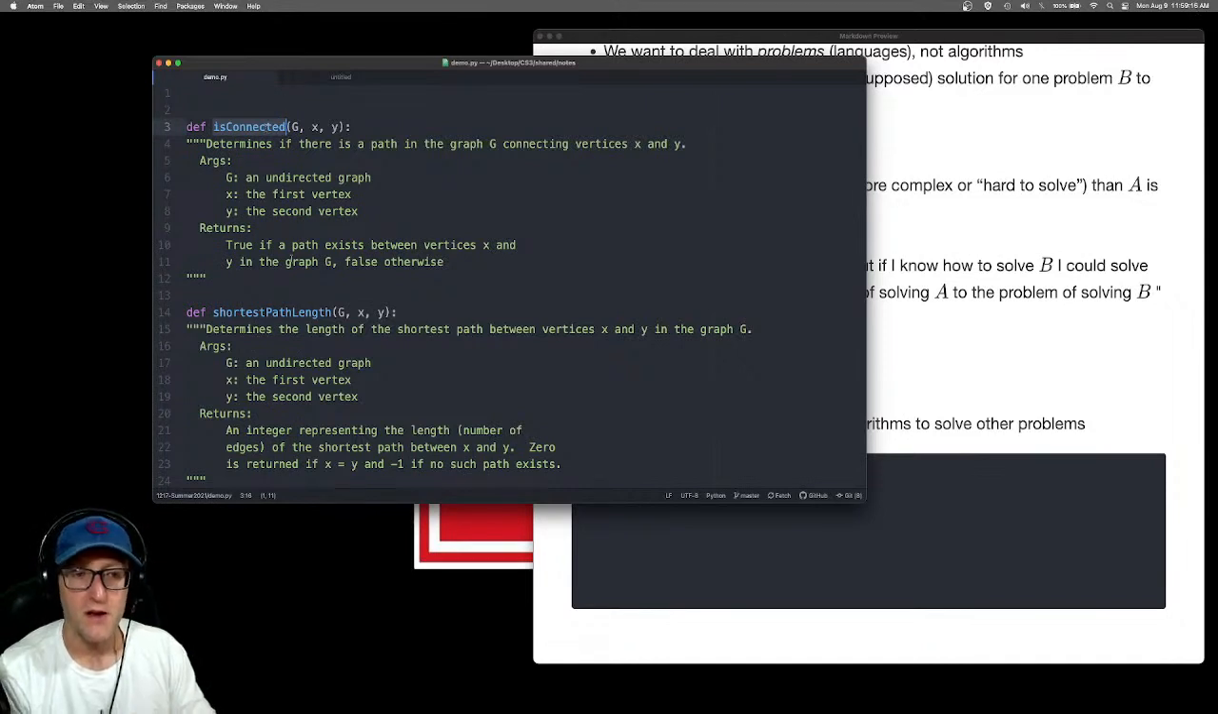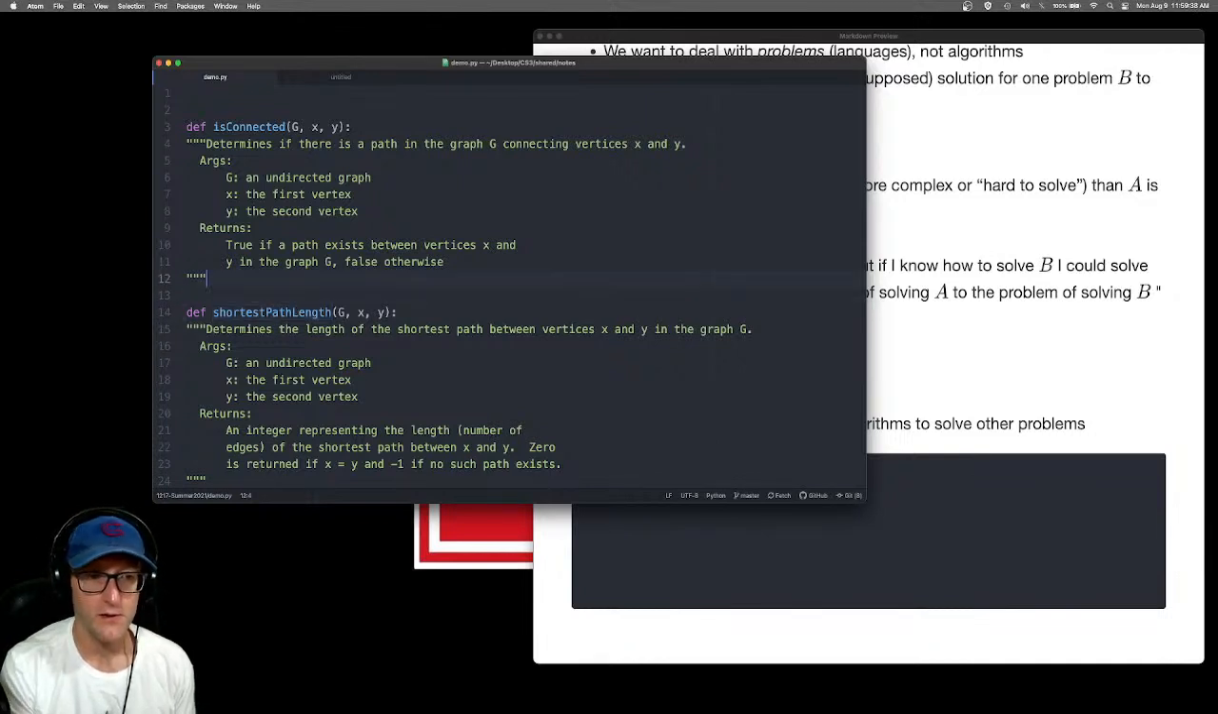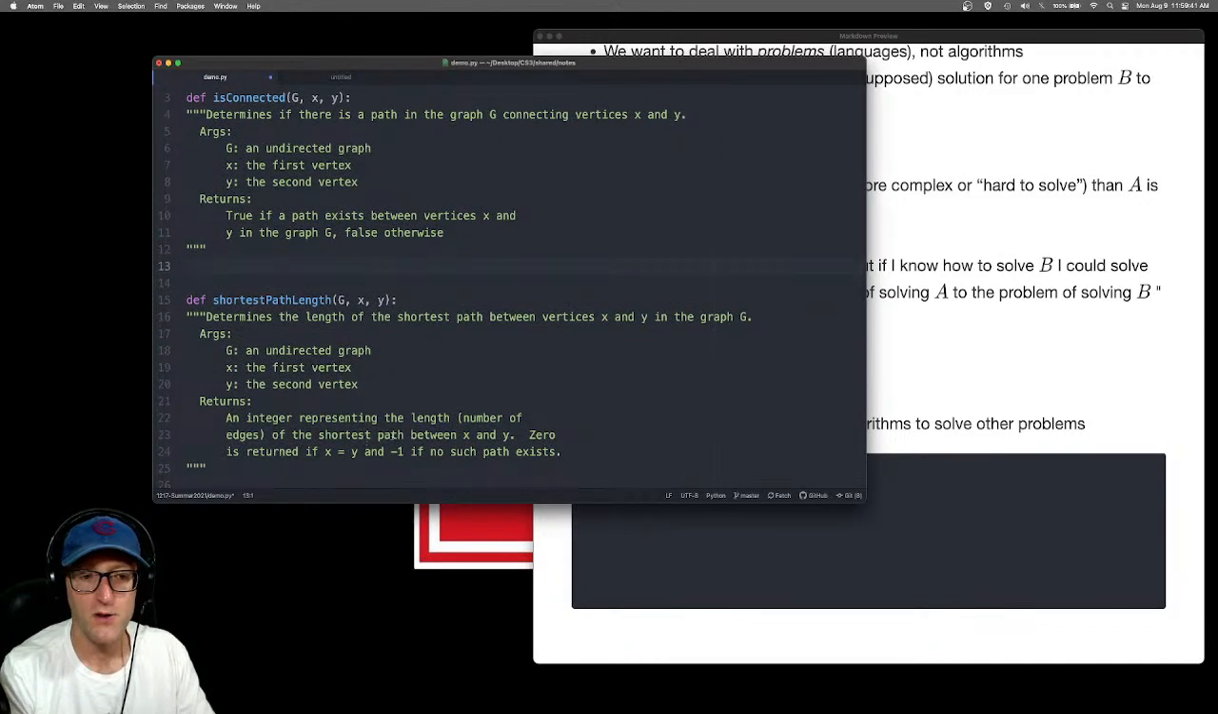All right. Again, what's the first problem? What's the first question you should ask yourself when problem solving? Does a solution already exist? So let's assume that shortest path length here, somebody else wrote that, or that's part of the graph NX library, right? How could we use that in our solution to is connected? Right? So remember, it returns 0 if X is equal to Y, and -1 if no such path exists. So let me go ahead and write this Python code.